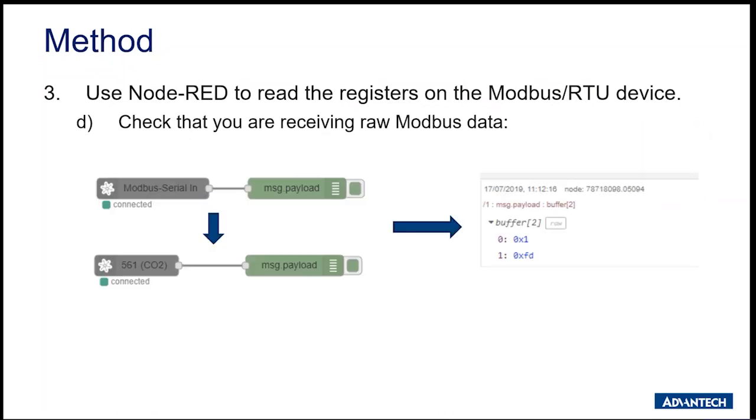And then we use Node-RED to read the registers there. So what we do is we connect that node to a debug node, and then you can use the debug node to see if you're actually getting data. Now you can see here that we're getting 2 hex values here, which is what we're expecting. But that's not going to help us because we're getting the data in hex. So we need to convert that data.